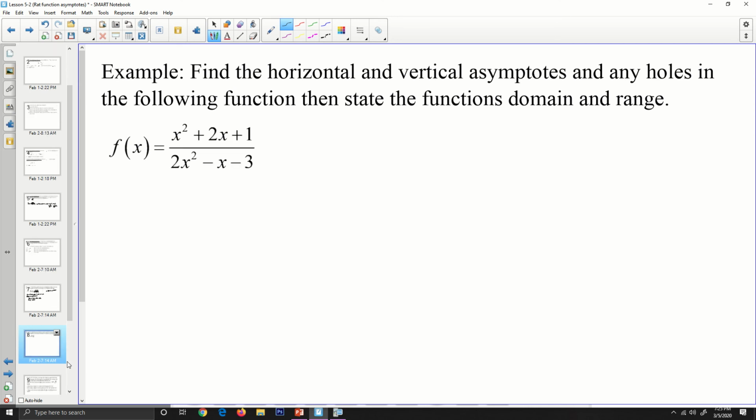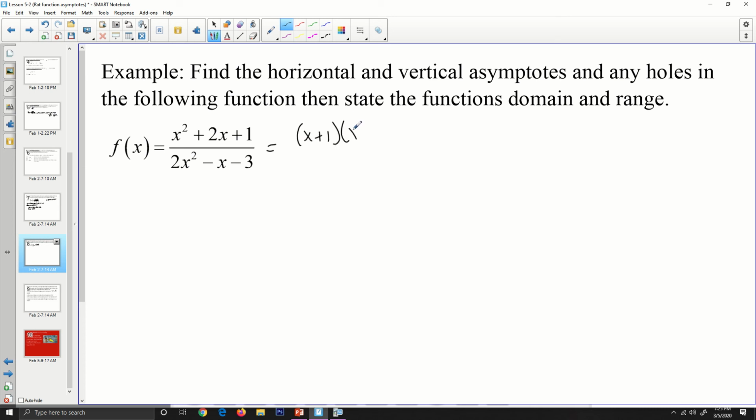All right, moving on. It says find the horizontal and vertical asymptotes and any holes in the following function, then state the function's domain and range. So again, I'm going to factor this thing. This top polynomial is a perfect square polynomial. It factors into x plus 1 times x plus 1. And then the bottom one, let's see here. I'm going to want +2 and -3. So I'm going to go 2x minus 3 and then x plus 1.